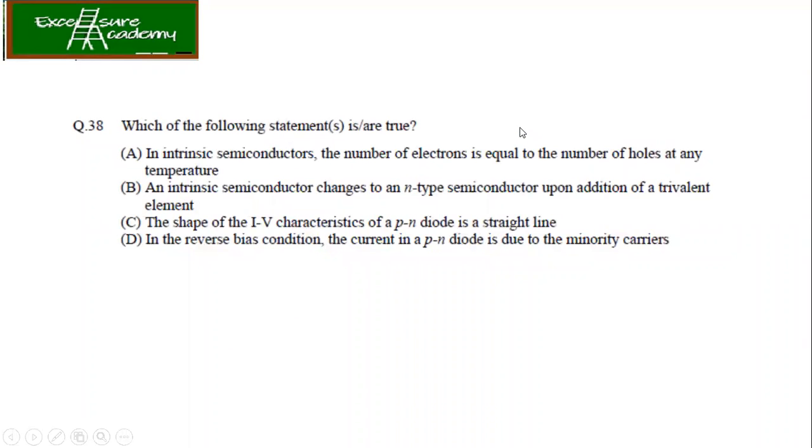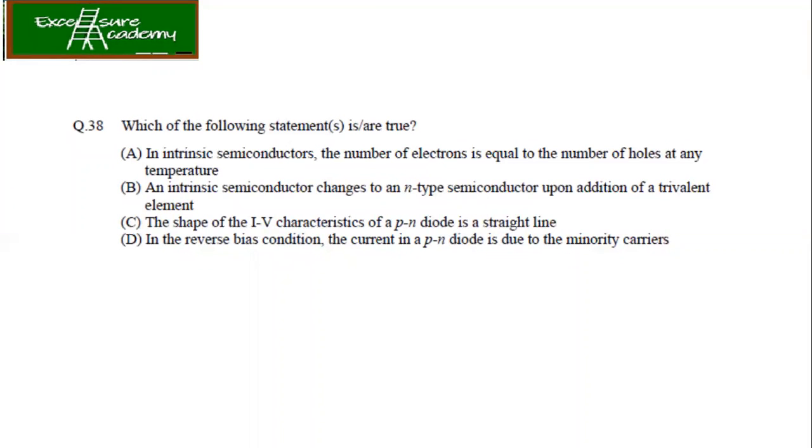Now, which of the following statements is true? In intrinsic semiconductors, the number of electrons is equal to the number of holes at any temperature. So yes, this is true, because the number of holes in the valence band is equal to the number of electrons in the conduction band. As the temperature increases, free electrons and holes get generated equally.